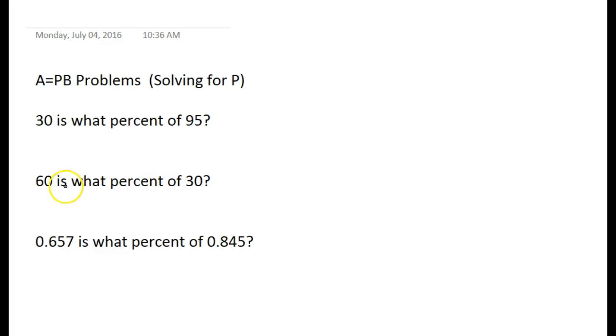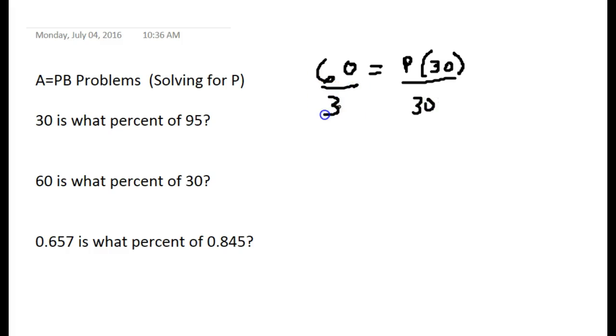Here's one that sometimes gets students confused. 60 is what percent of 30? Remember, 60 is, so there's my equal sign, what percent of 30? Now, same way as the one before, I'm going to divide both sides by 30 to get the P on a side by itself. The 30s cancel. And I get 60 over 30 is 2 equals P.